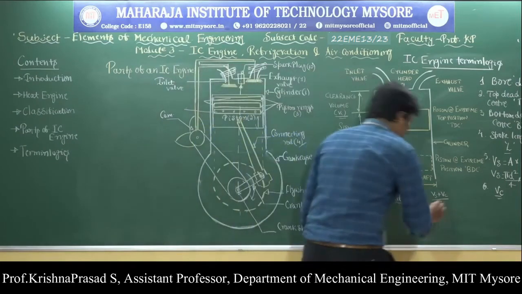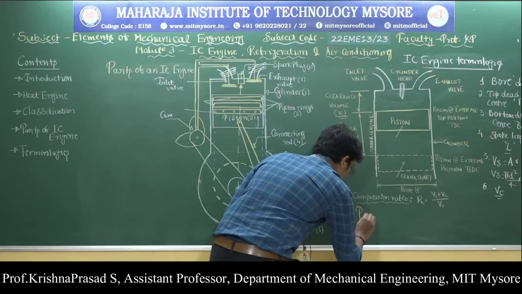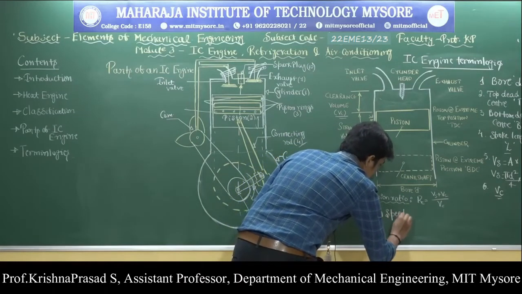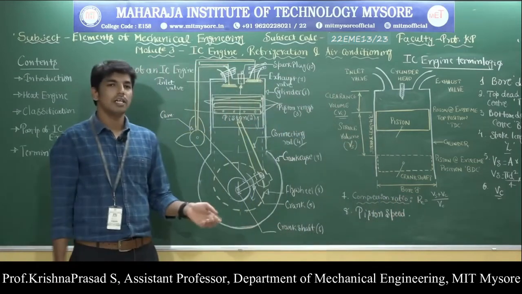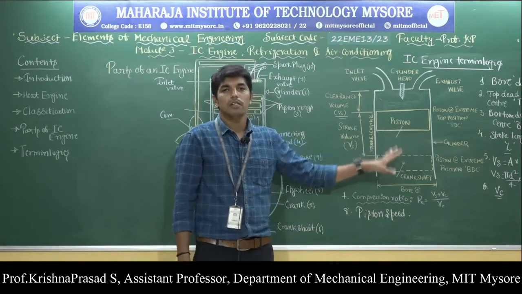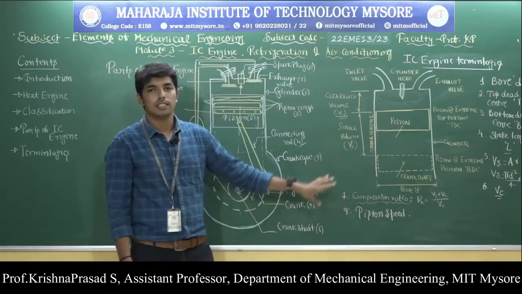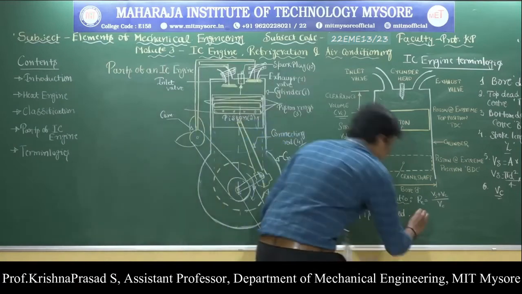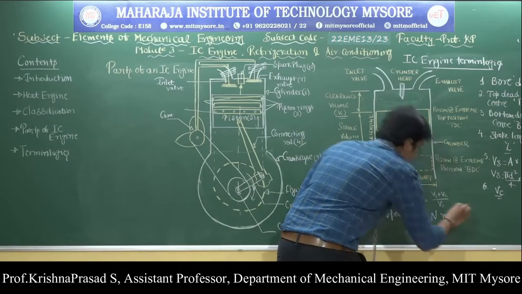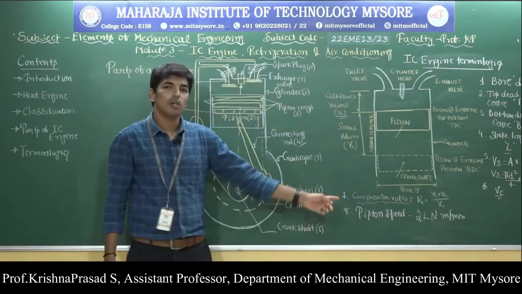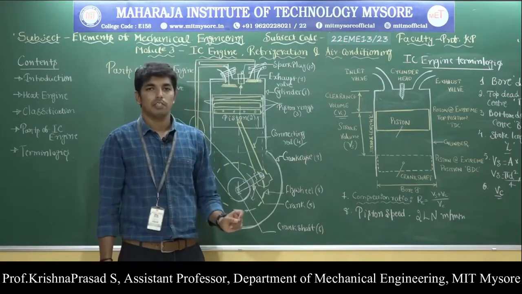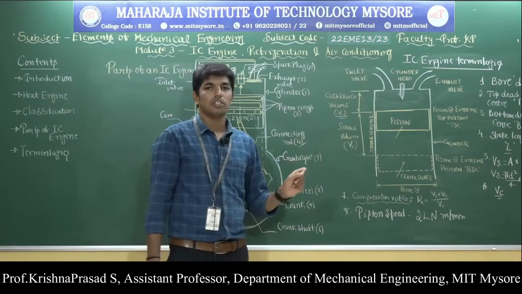And the last one is the piston speed. Piston speed is the speed of the piston when it travels from TDC to BDC position. It is given by 2LN meter per minute. Here L indicates the stroke length and N indicates the engine speed in revolutions per minute. So this is regarding the terminologies of the IC engine.